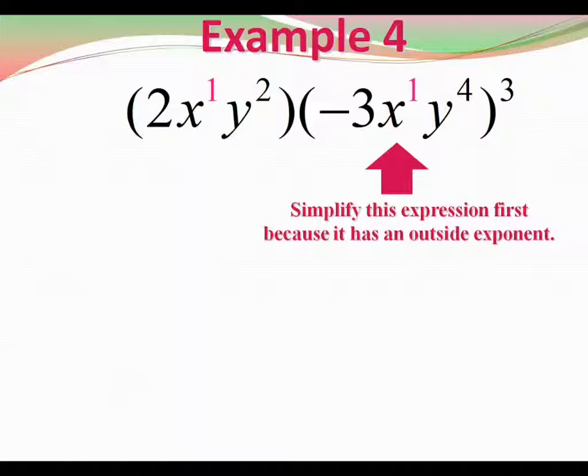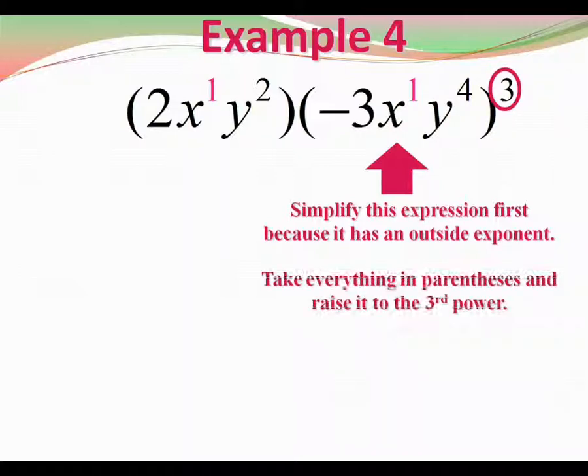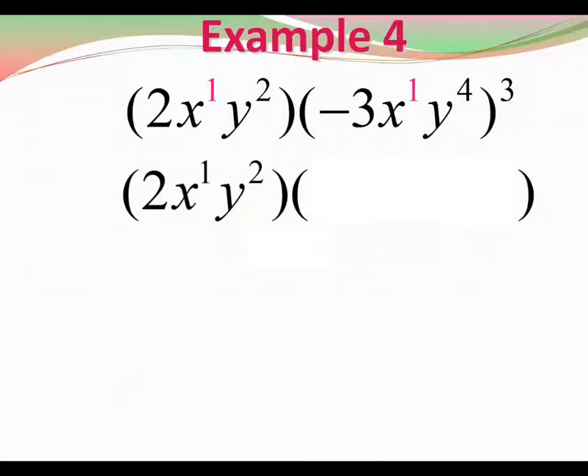We're going to simplify this expression first because it has the outside exponent. Just like in PEMDAS, when we deal with parentheses and exponents, because this one has an outside exponent, we're going to simplify it first. Which means we do just like we did before, where each of these pieces of the monomial are going to be raised to the third power. Take everything in that parentheses, raised to the third power. So I just left alone this monomial.